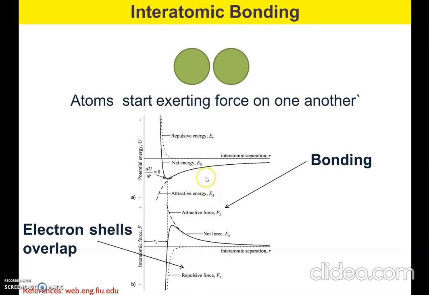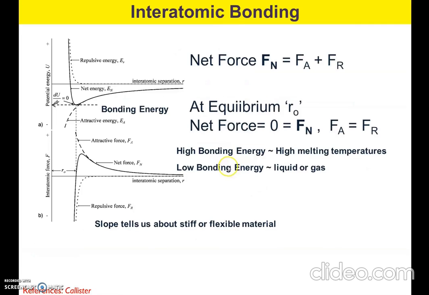So eventually what will happen is, when these two atoms come close to each other, you will have a certain position where a minimum potential energy develops, and this is your equilibrium position, where the atomic separation between these atoms is ideal.